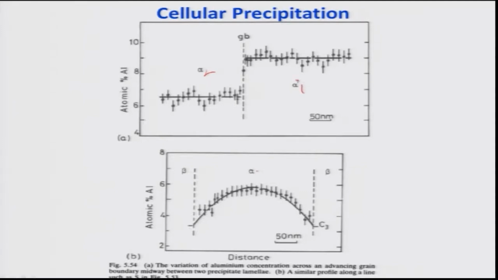This is again alpha 2. As you clearly see in alpha 1 and alpha 2, the compositions of these two phases, as far as aluminum concentration is concerned, and obviously magnesium will also be almost the same, within 10 nanometers, correct. Within 10 nanometers there is no change of chemical composition of these phases. So, as the cell front moves, there will be compositional partitioning, okay, because of the growth of the precipitates.